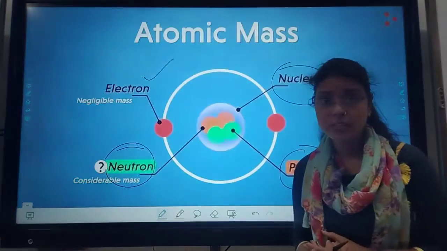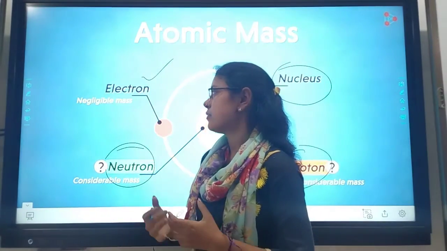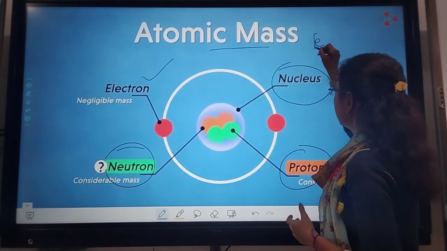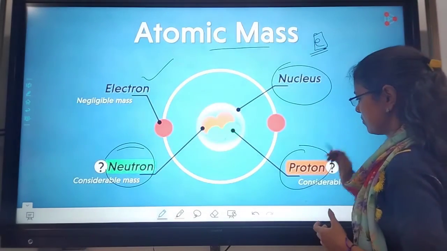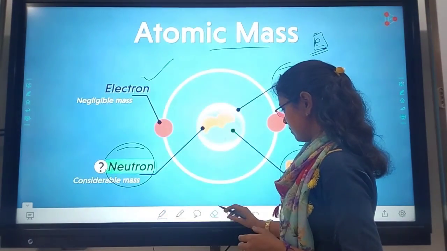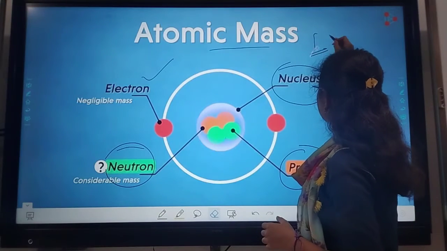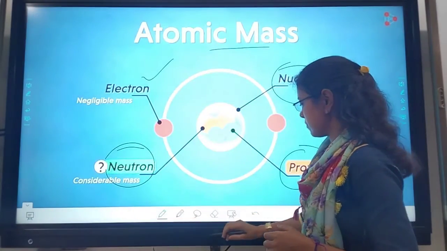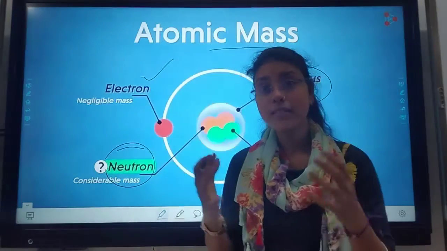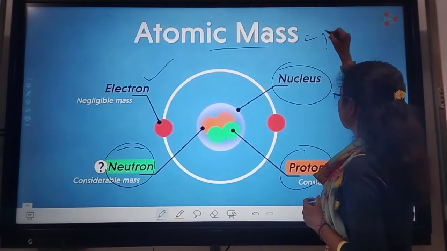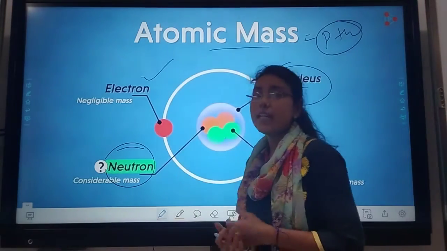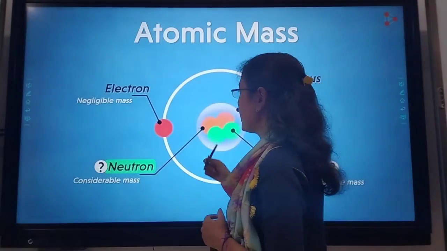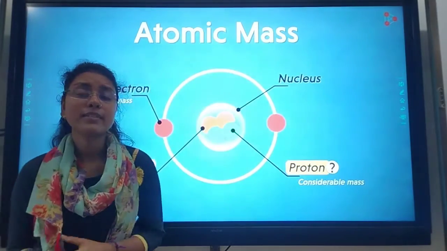But as the mass of the electron is negligible, we can ignore it. We can say that the atomic mass is equal to the number of protons plus the number of neutrons. Okay, so let us take different examples and try to understand how we can calculate atomic mass. We will discuss different elements.